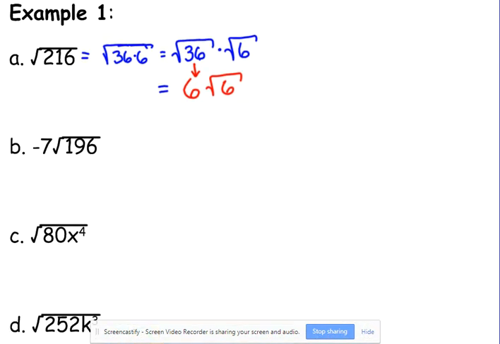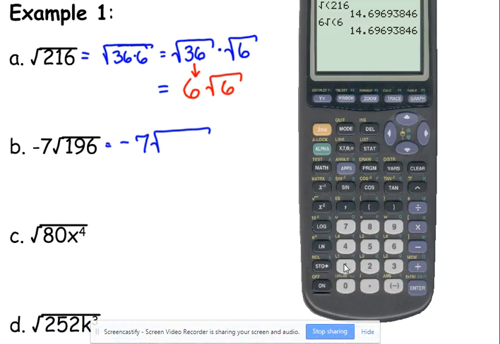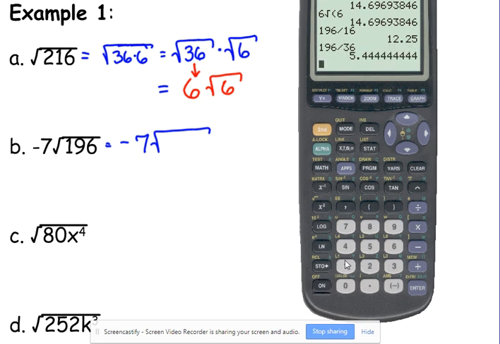All right. What if there's a coefficient in front? Okay, well, we just leave it there until we simplify the square root. So we leave the negative 7. 196, is that 16? Nope. 36? Nope. It's what?